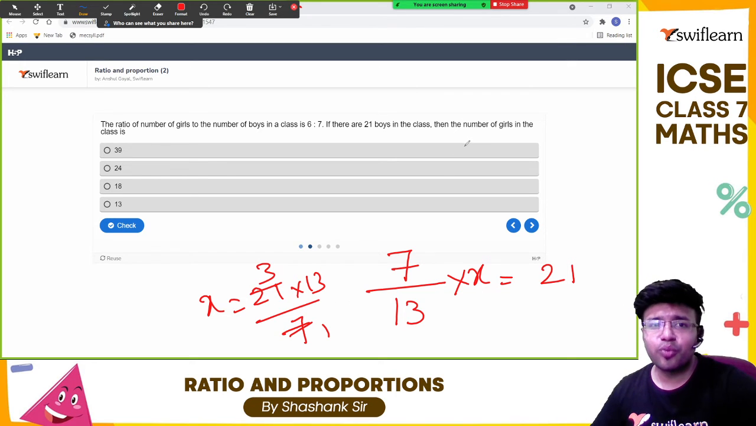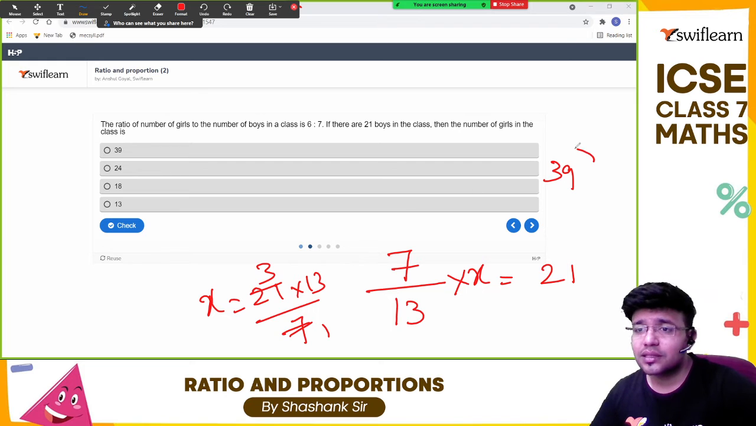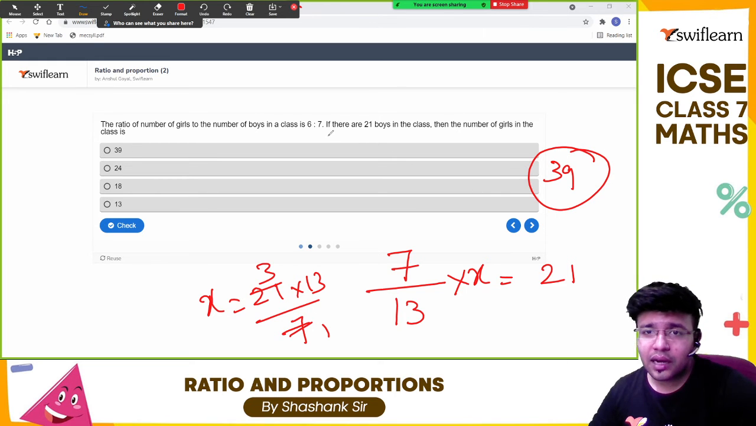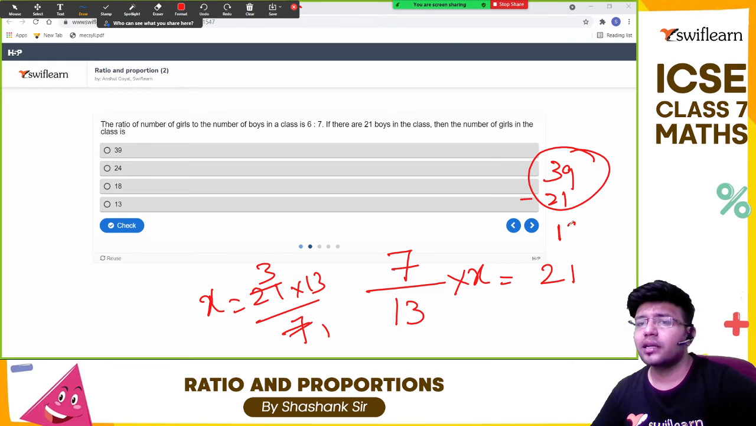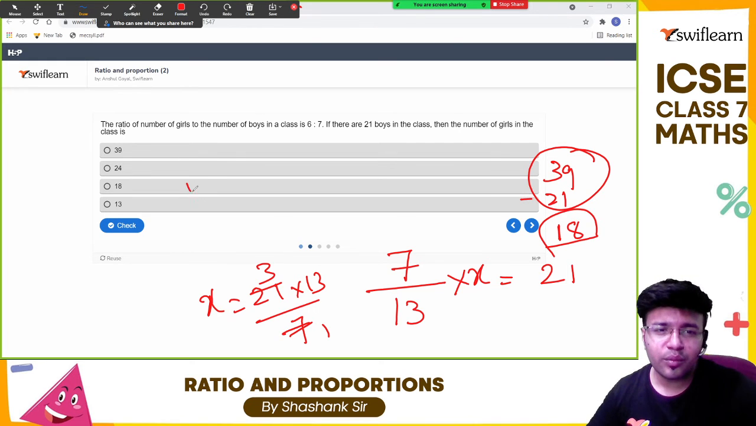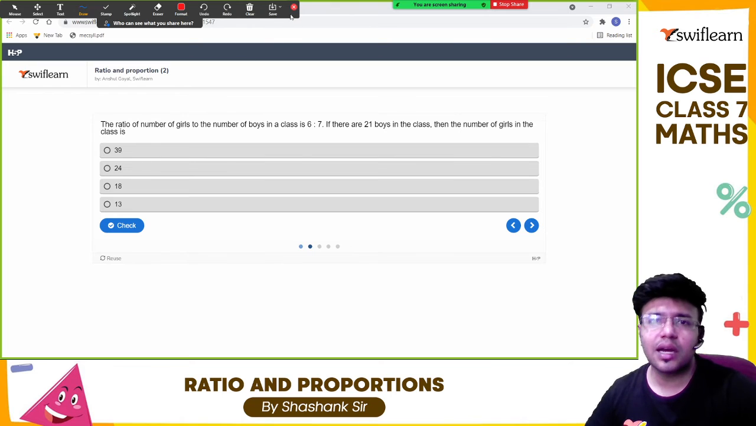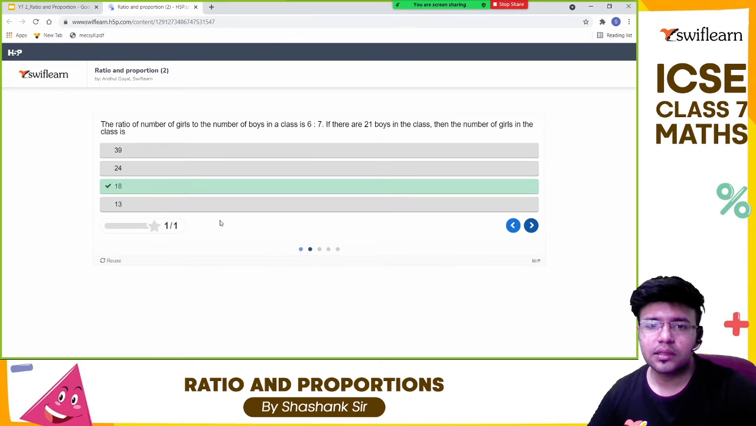So x, the total number of students in the class, is 39. If there are 21 boys, subtract 21 from this, we get 18. 18 girls are there in the class.